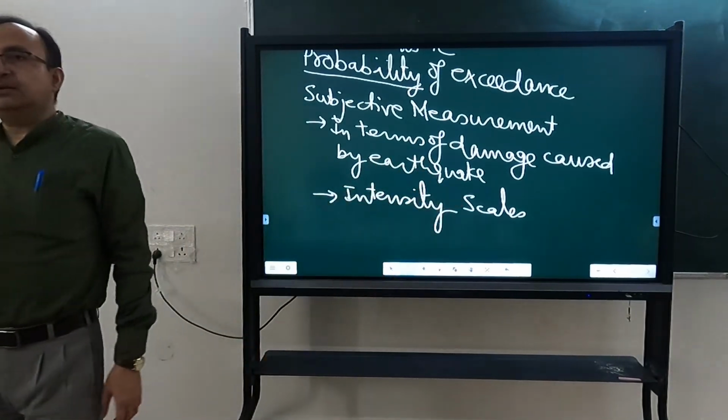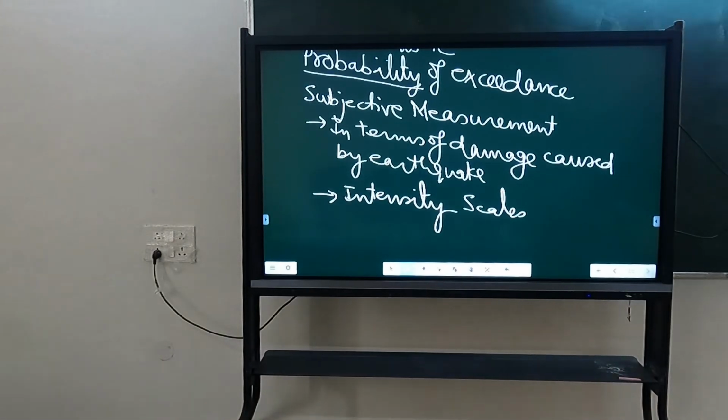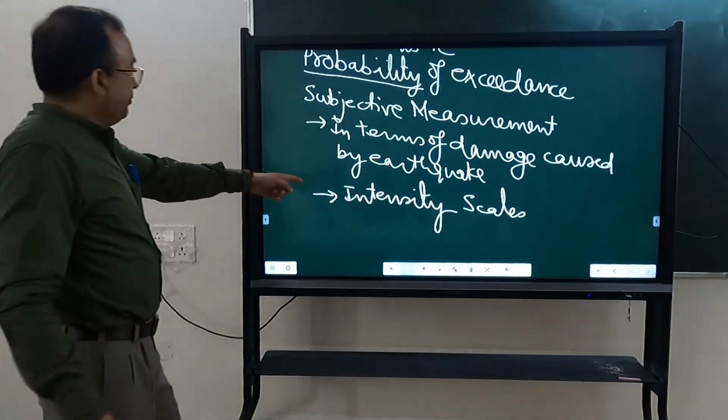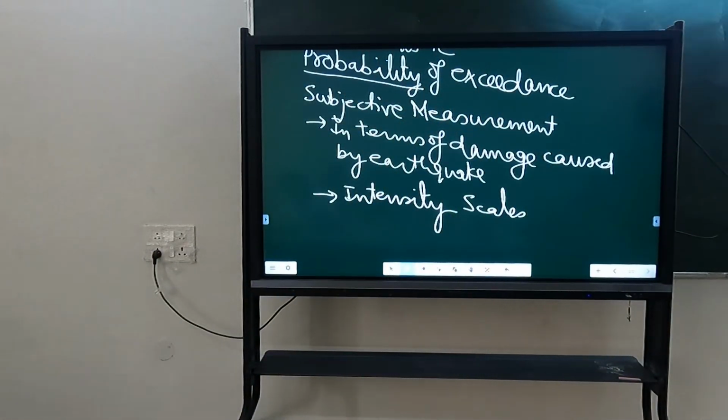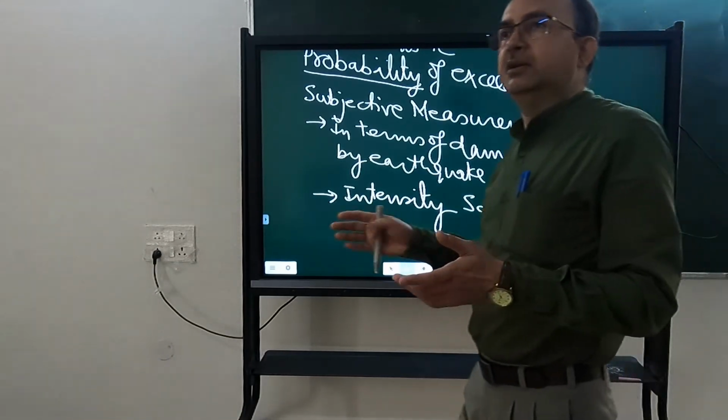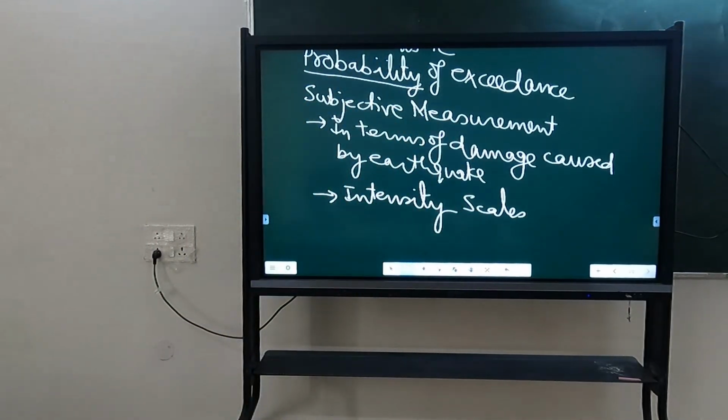Intensity scales were used when instruments were not there. If no structure is there, if there is a flat ground, no building, no slope, nothing will happen. But that doesn't mean that the shaking did not occur. Shaking occurred there also. So hazard is there even if damage is not there. Even if no damage has occurred, it doesn't mean that the intensity of shaking was zero. Because nothing was there, nothing got damaged. So hazard is there even if there is nothing in that area.